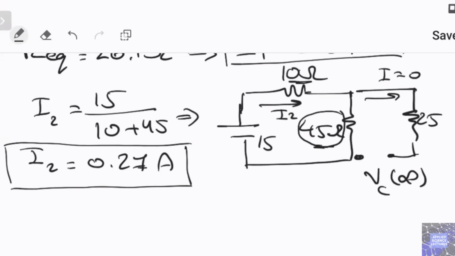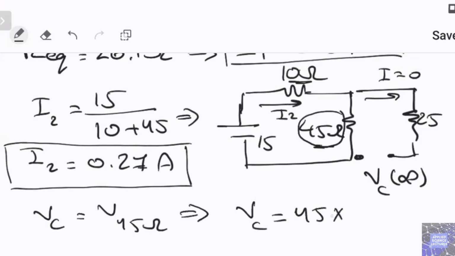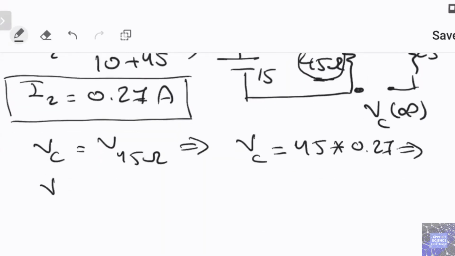In this case the voltage VC equals the voltage across the 45 ohm, and if I have calculated I2, then VC would be 45 times I2, 0.27, and in this case VC would be equal to 12.27 volts.